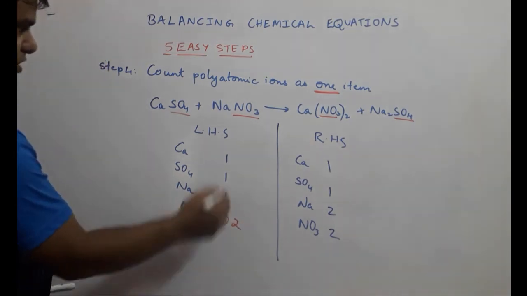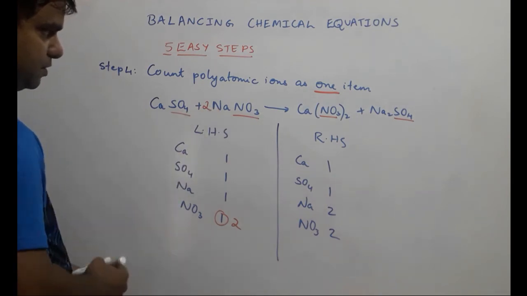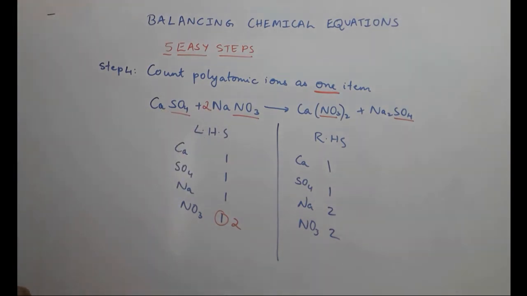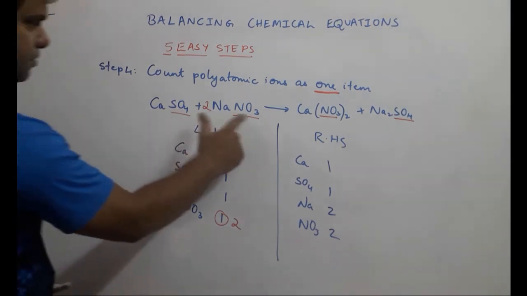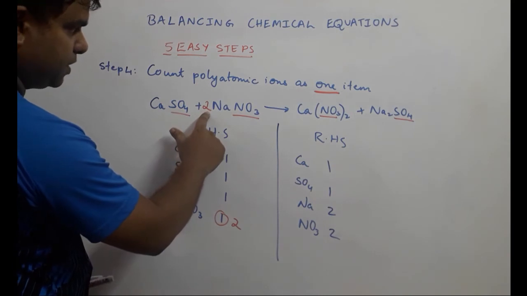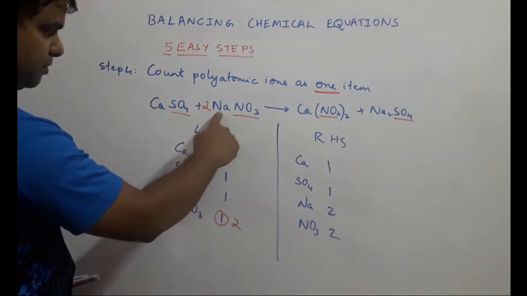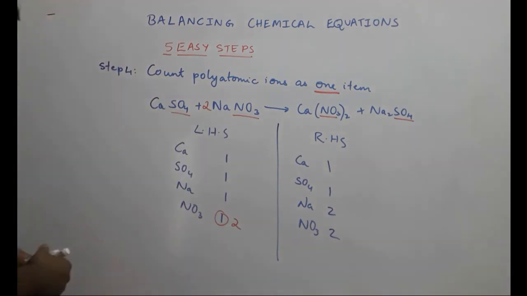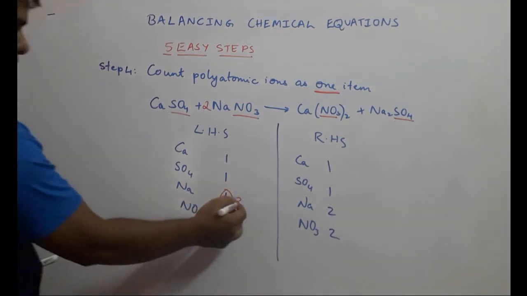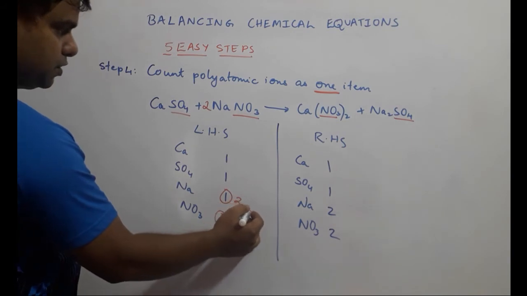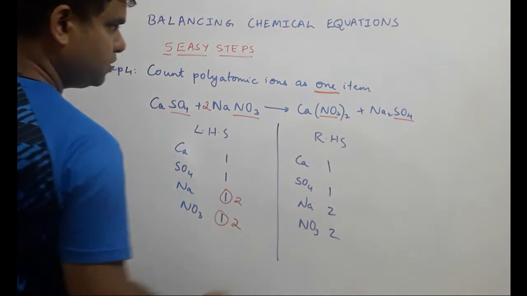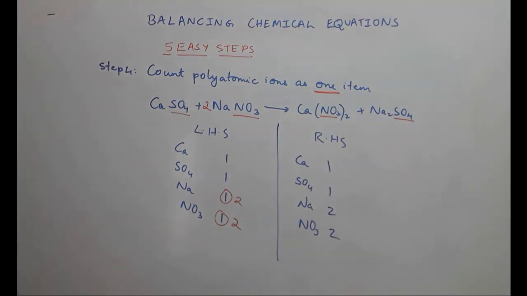So if this is changed to 2, that means 2 needs to come here, in front of sodium nitrate. This is sodium nitrate. If we multiply 2 with NO3, it also gets multiplied with sodium on the reactant side. So this changes to 2. And if we change this to 2, it's balancing 2 on the product side as well. So wonderful, we've got it balanced.